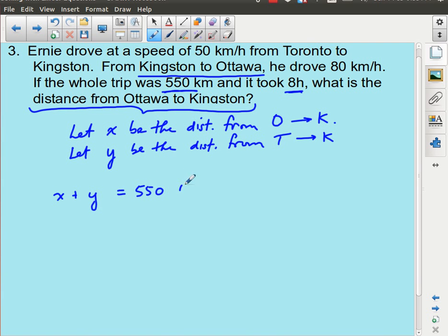There's my first equation. The second equation is not so simple, and that's because it requires a bit of an analysis of how these quantities relate to each other. We've got some speeds, 80 kilometers per hour. We've got a time here, hours. We've got distances. So how are these things going to relate to each other? And that's what becomes the difficult part.